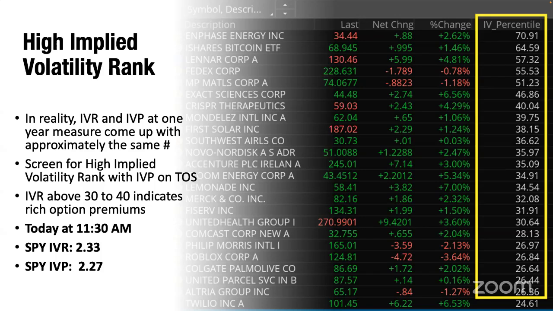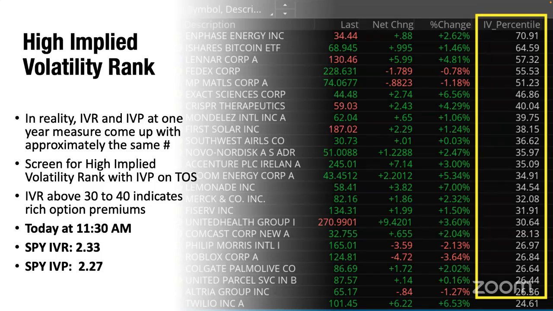And obviously, we talked about this. If we can get a 30 to 40, or 30 and above, that leads to rich option premiums, but that doesn't always happen in this environment. The VIX, as of today, has been at low 15, around 14.50. So we are in a low volatility environment.